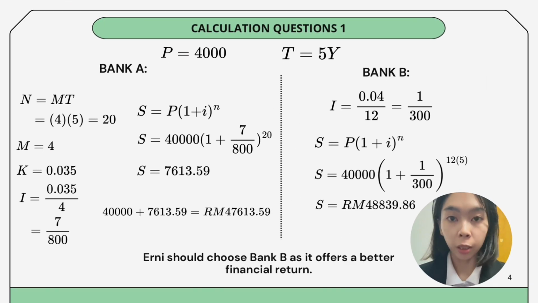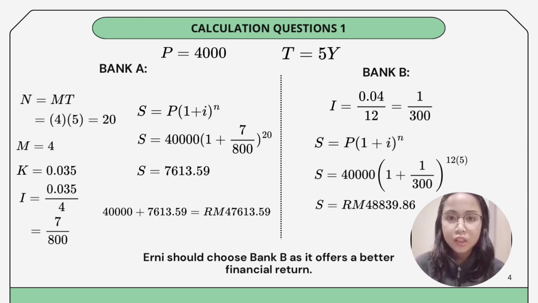For Bank A, the deposit is R equals 4,000 ringgit with an interest rate of 4.5% per year. I converted it to a monthly rate, which is I equals K over M, so I got 0.00375 or 7 over 800. The number of months is N equals MT, which is 20. After substituting and calculating, the future value for Bank A is RM4,7613.61. I only use the present value formula for Bank A.